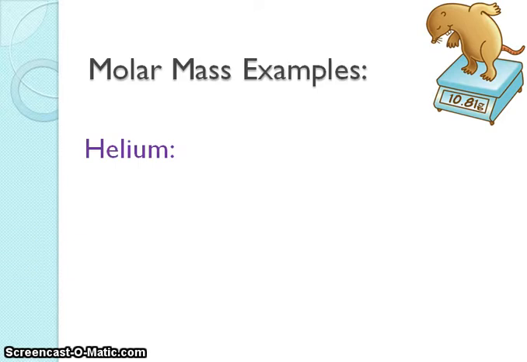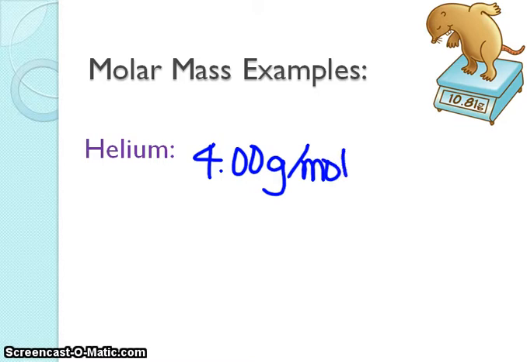For example, helium. If we have 1 mole of helium, according to the periodic table, the mass will be 4.00 grams per mole. So if we had a balloon and the mass of the helium inside that balloon was 4 grams, we would have 1 mole of helium in that balloon.